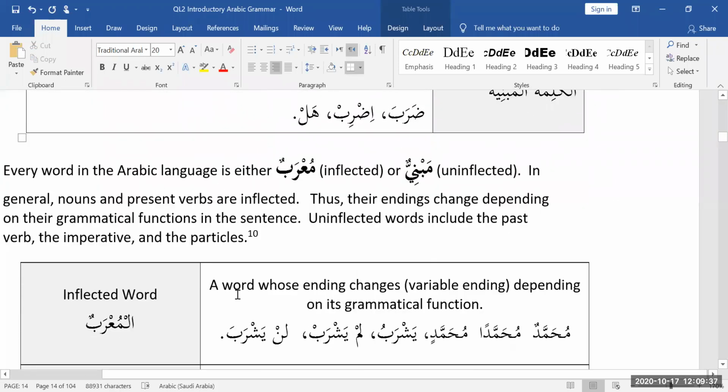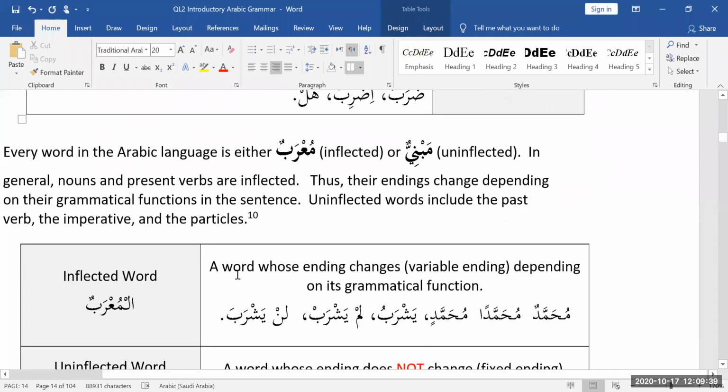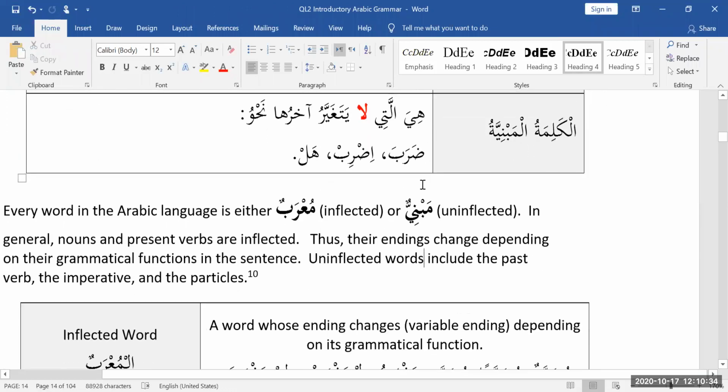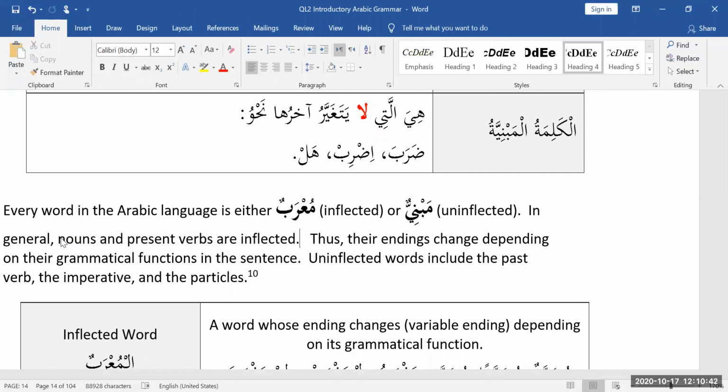And here's some English explanation, which I need not go through because I've already explained this to you. So that's it. That was the lesson. Two things, mu'rab and mabni. Mu'rab is inflected and mabni uninflected. All words are either mu'rab or mabni. How do you know which word is mu'rab? How do you know which word is mabni? Well, for mu'rab, it's in general, nouns and present verbs. In general, meaning that there are exceptions. I'll talk about the exceptions, inshallah, in the upcoming lessons. And uninflected words are the past verb, the imperative, and the particles.